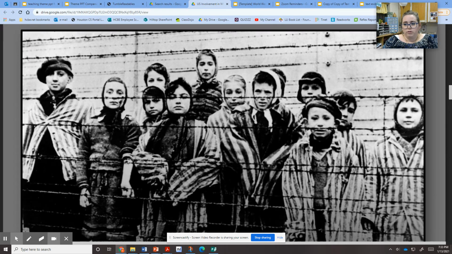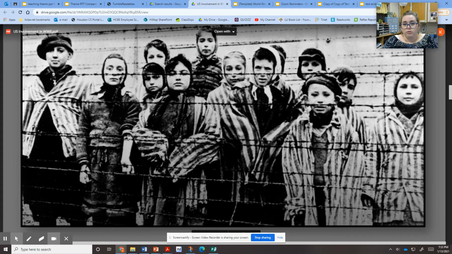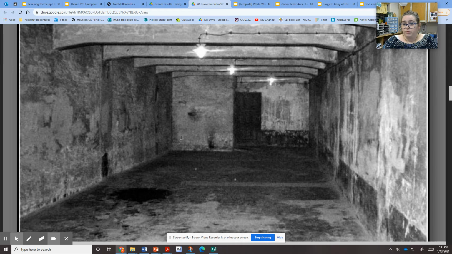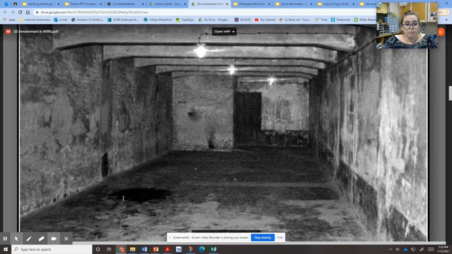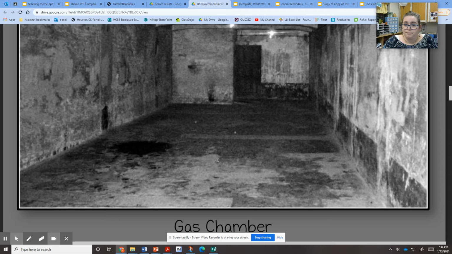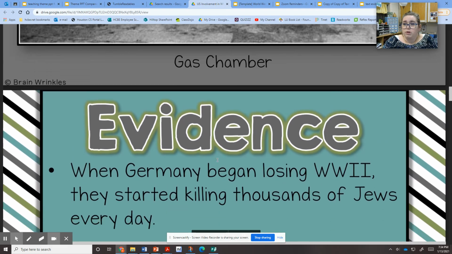So here are the concentration camps. You can see how skinny some of them are, and the things that they're wearing. And those are just teenagers. This is a gas chamber. This is one of the rooms where they would put all those people in, turn on poison gas, and wait till there was nobody else moving or living in there. It was rough. They even had ovens, and they would put Jews in ovens.